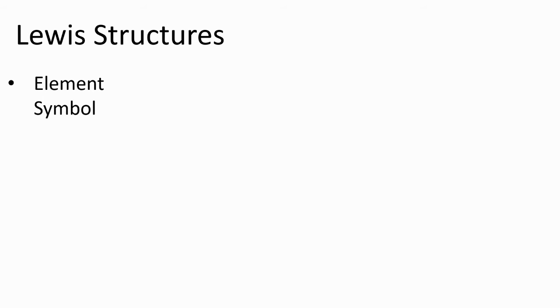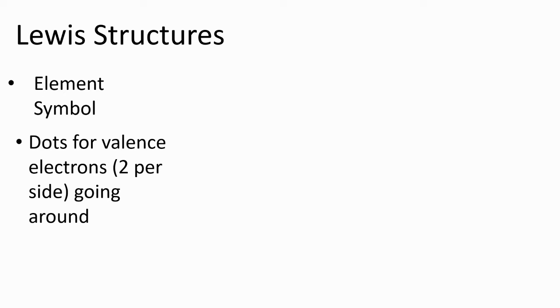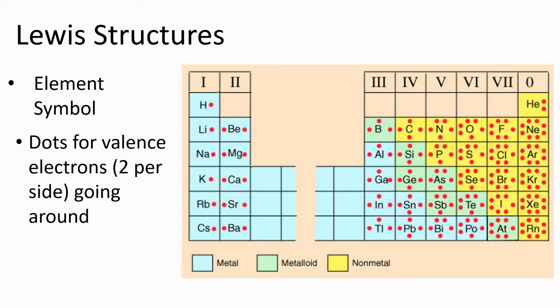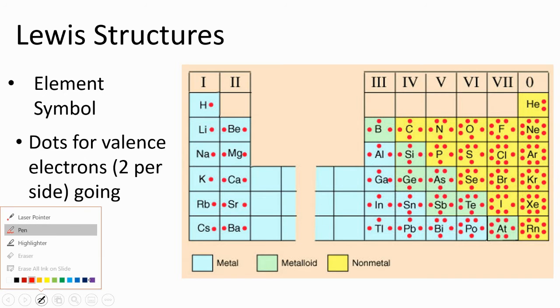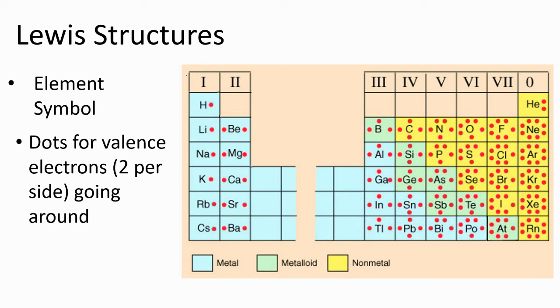So Lewis structures will give you the element symbol, and then you're going to surround that symbol by dots based on how many valence electrons there are, and you're going to put 2 per side. So notice group 1 has hydrogen, lithium, sodium, potassium, right? So all of these have 1 dot around them because they only have 1 valence electron, and the ones next to those have 2. Again, the transition metals are sort of ignored a little.